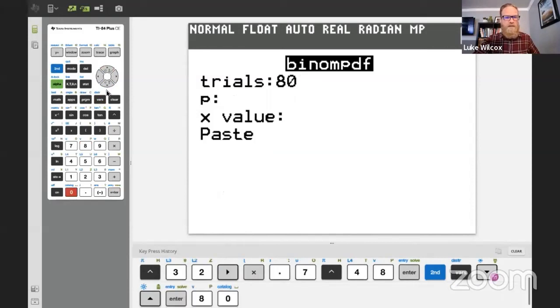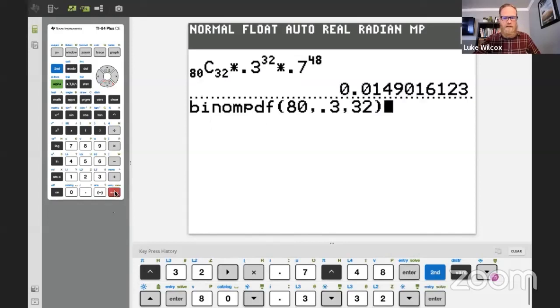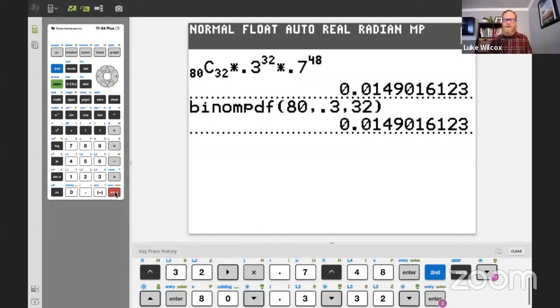We know that the number of trials is 80. We know that the probability of success is 0.3. And the X value, which is the number of successes that we're looking for, is 32. Go ahead and paste that onto the main screen. And sure enough, we get exactly the same answer as if we had used that big, long, crazy formula. So we know for sure that 0.015 is the correct answer on that.